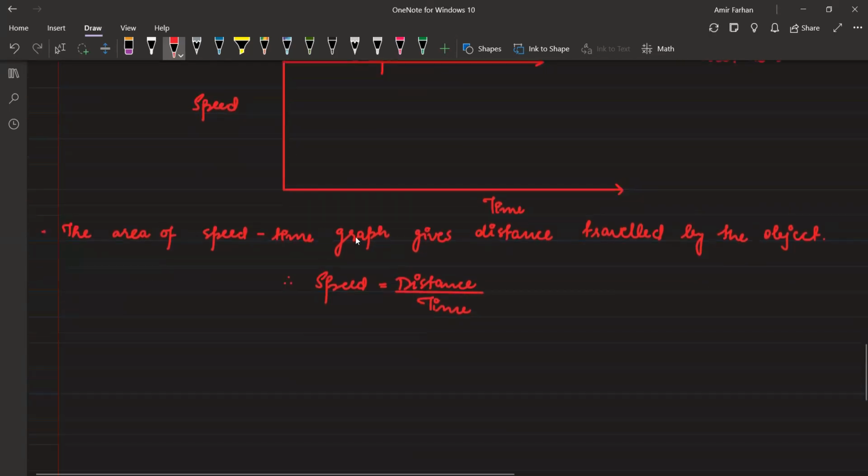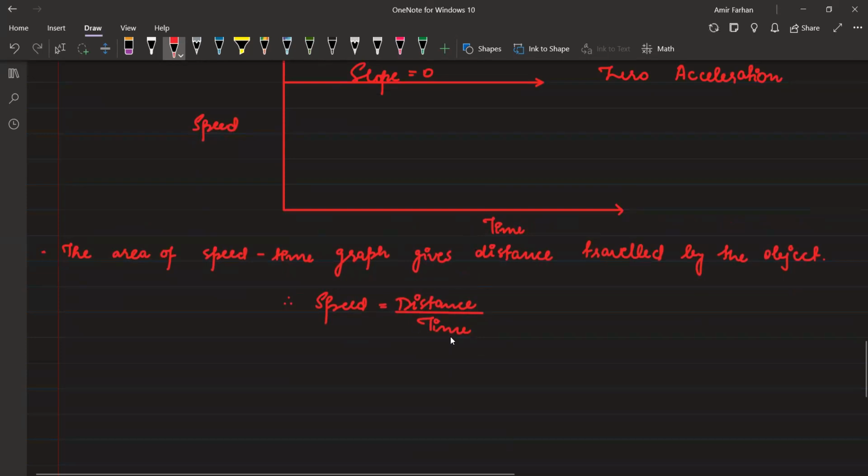So Ayan, you can see this thing, if I multiply speed into time, if I take this time on the left hand side, it will be distance is equals to speed into time. Yes or no, Ayan? Is this clear? Yeah. Okay.